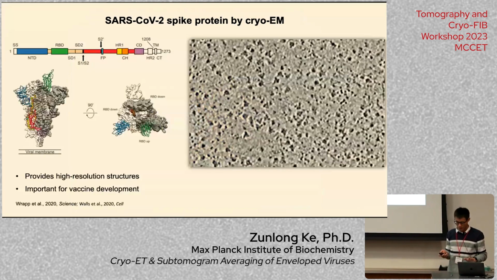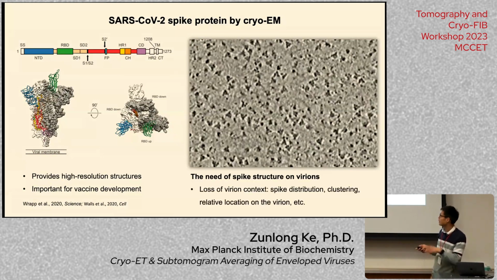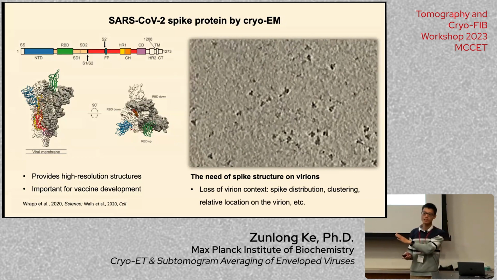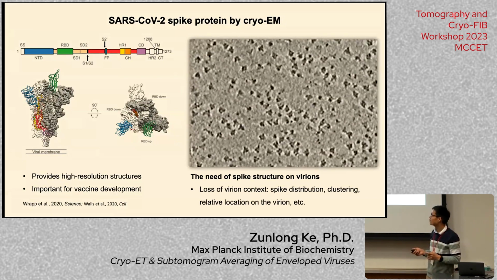Now, the story of my work, about the SARS-CoV-2 spike. At the beginning of the pandemic, the SARS-CoV-2 spike was determined by single particle cryo-EM by various groups, and you can get structures at around 3 angstroms from the purified, isolated proteins. On the right side is a tomogram of these isolated proteins that I collected at the earlier stage of the pandemic.